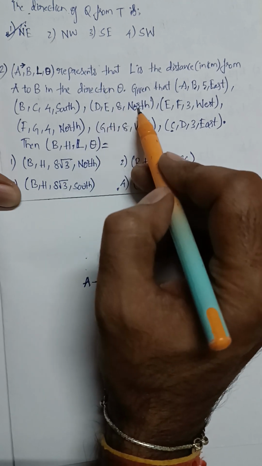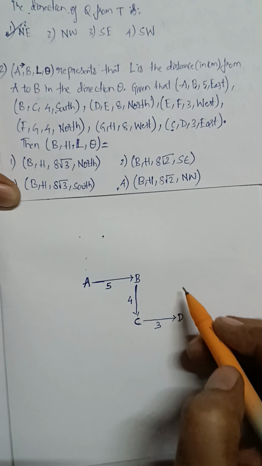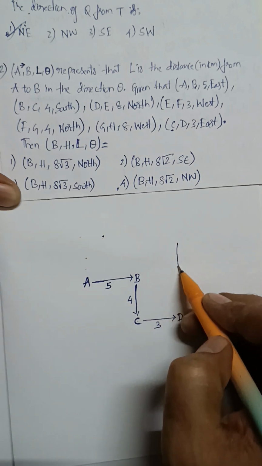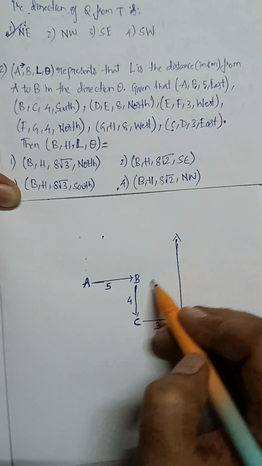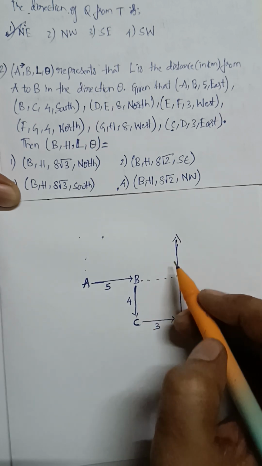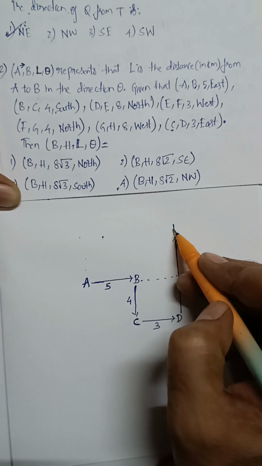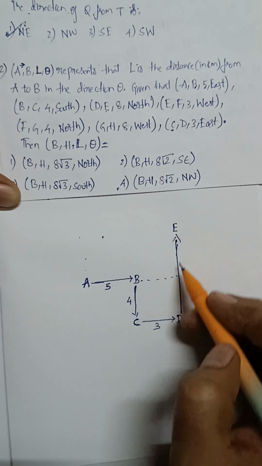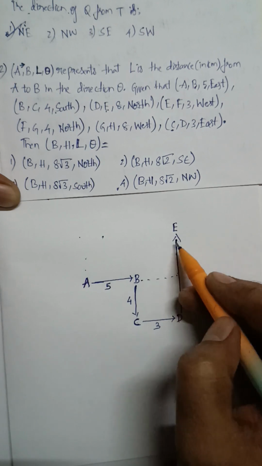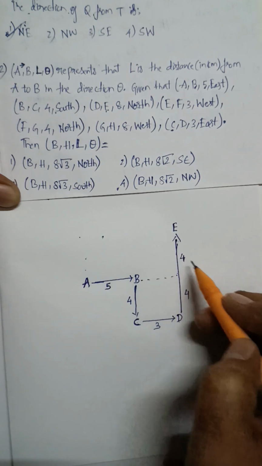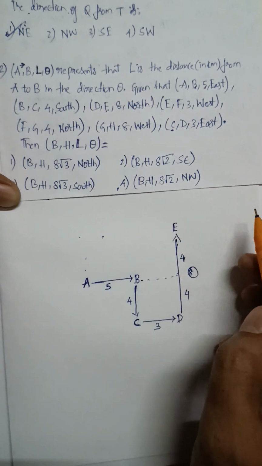E is 8 kilometers north of D. D is here, and north of D is here. So E should be here. From here to here it is 4, and from here to here also it should be 4. Total is 8. E is 8 kilometers north of D.